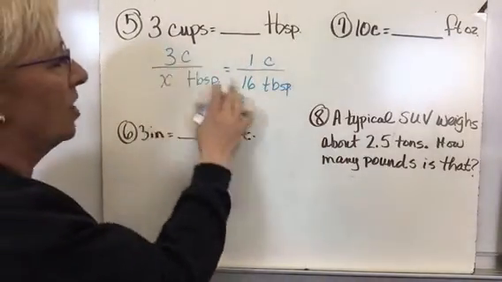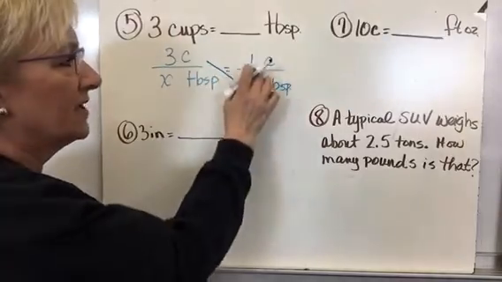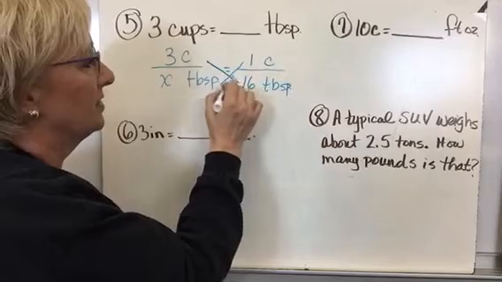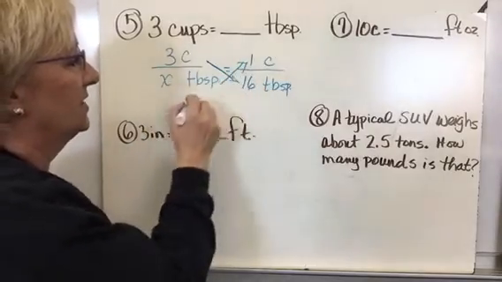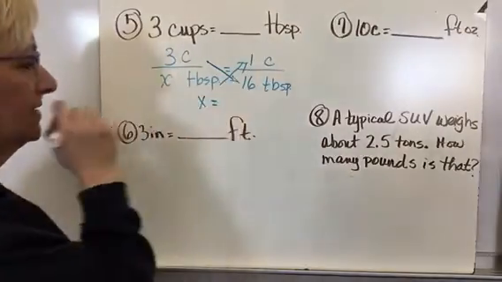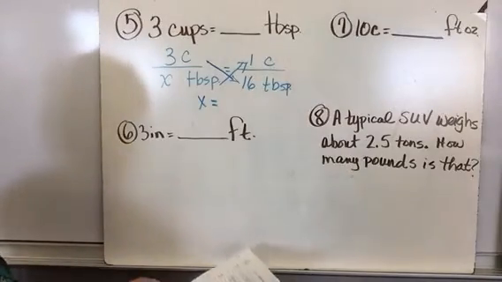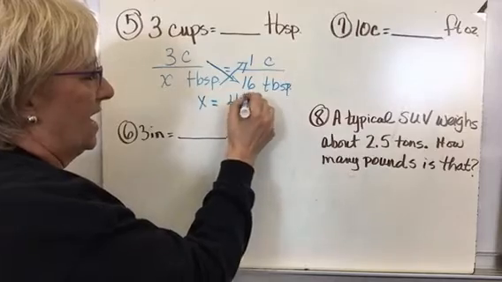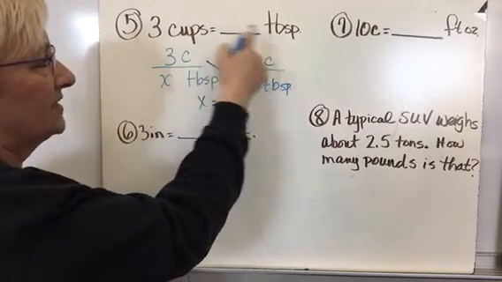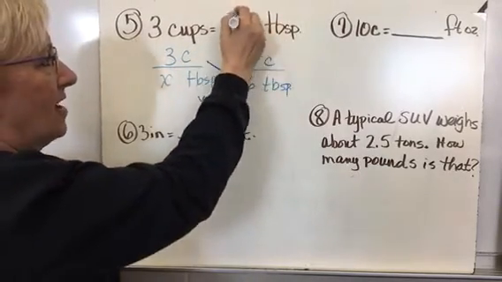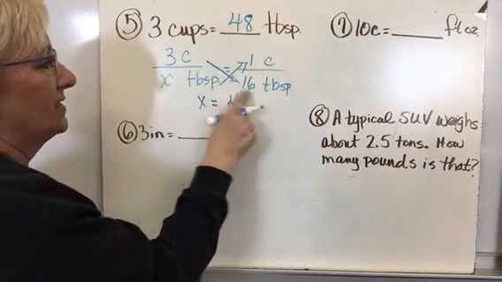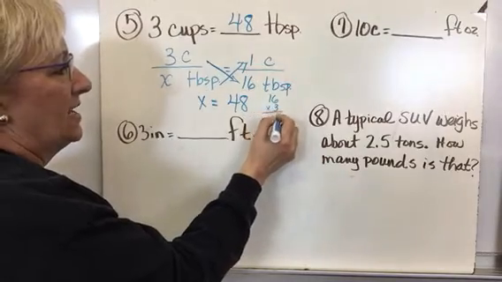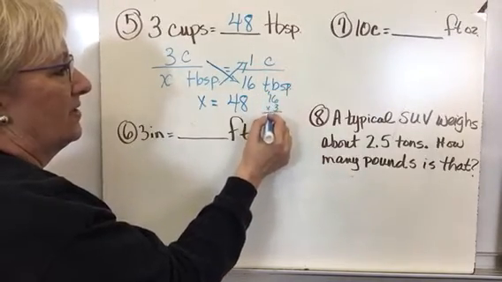So when I go to cross multiply, and I'm getting all of this from the chart that you filled out in the very beginning, I know that X times 1 is X is equal to 16 times 3, which is going to give me 48. So when I'm looking at 3 cups, how many tablespoons am I going to have? 48, because I know that 16 times 3 is going to give me 48.